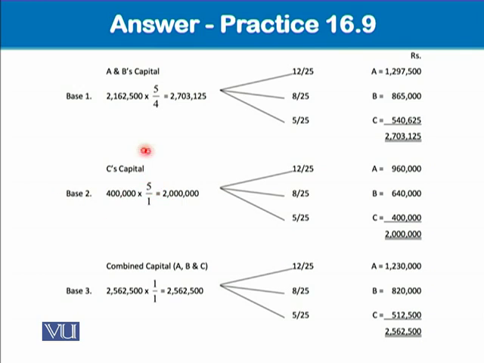So either we will use base 1 or we will use base 2. Under base 2, the total amount of capital should be 2 million. Divide this 2 million into the 12, 8 and 5 ratio. You will get 960, 640 and 400 for A, B and C, so that the total amount of capital is 2 million. Again, you have to gross up, but the base is C's capital.